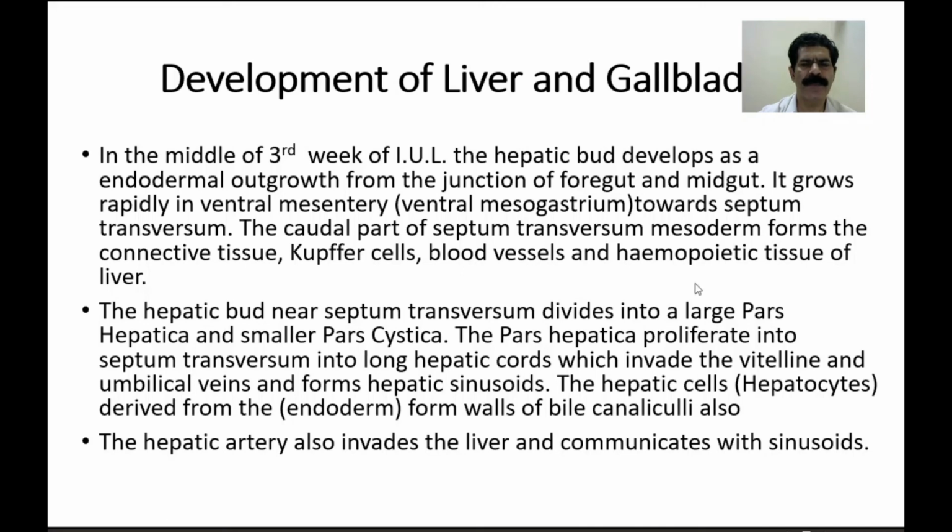Now the pars hepatica proliferates rapidly into the septum transversum mesoderm, and it forms the long hepatic cords which invade the vitelline and the umbilical veins and form the hepatic sinusoids and the hepatic cells, or the hepatocytes. They are endodermal in origin, and these cords will form the long chains of the hepatocytes. Then the walls of the bile canaliculi are also laid down, and they are also endodermal in origin. Now the hepatic artery also invades the liver, and it communicates with the sinusoidal system of the liver.